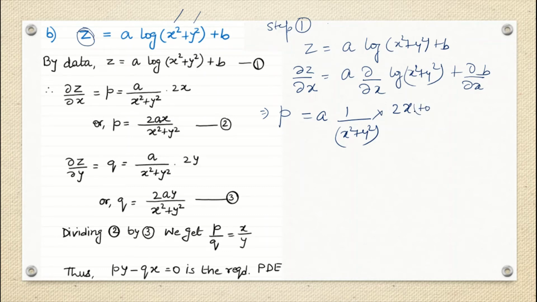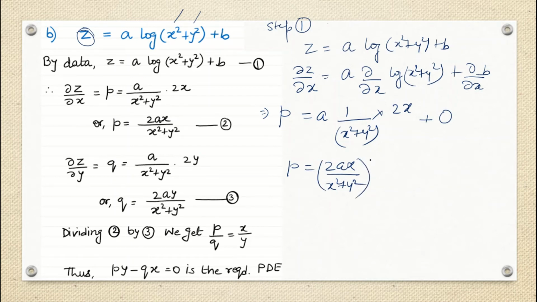So this is nothing but 2x only, because y square is constant with respect to x. Plus del by del x of constant will give you 0. So finally you got p equals 2ax by x square plus a square. Okay. Fine. So this is my p.